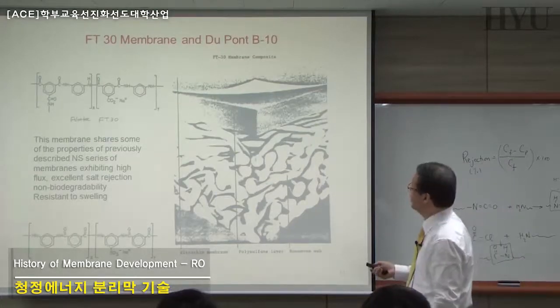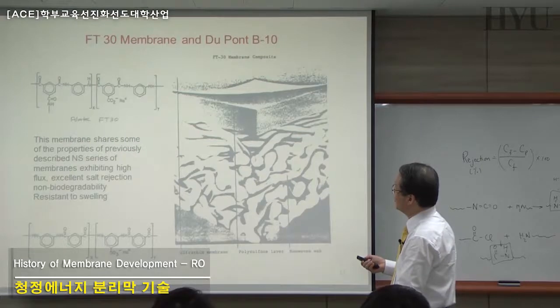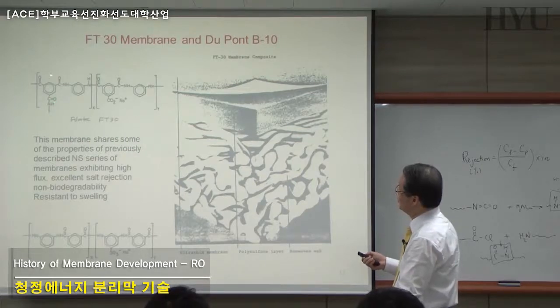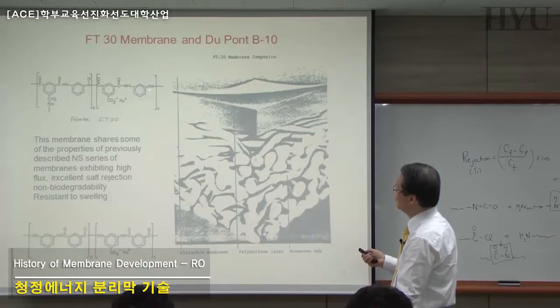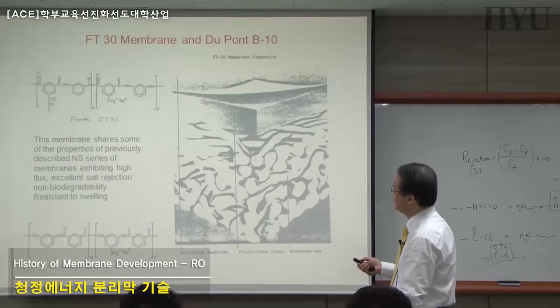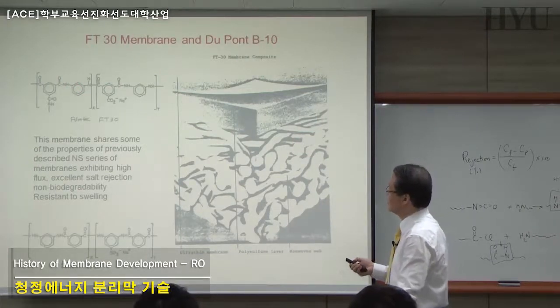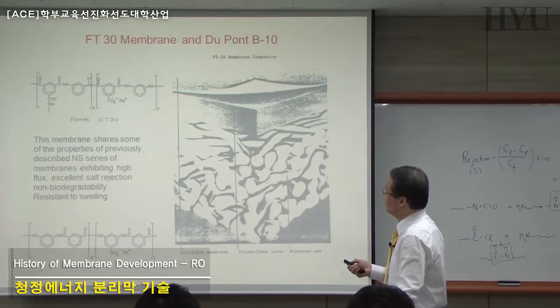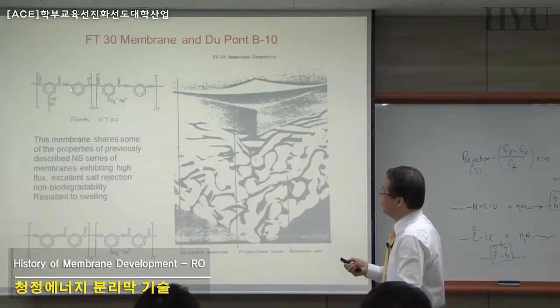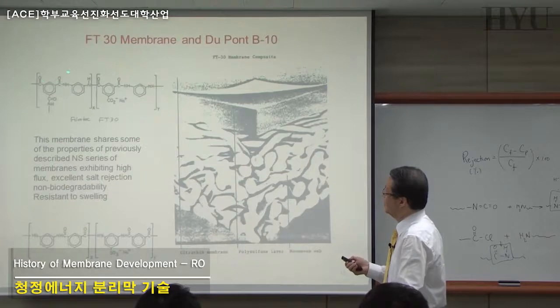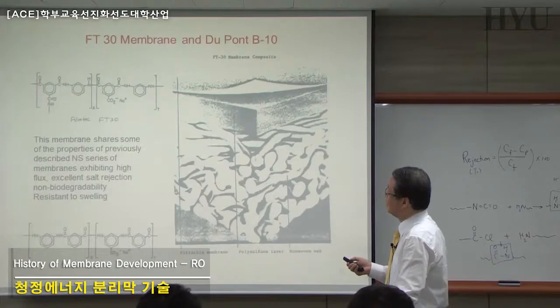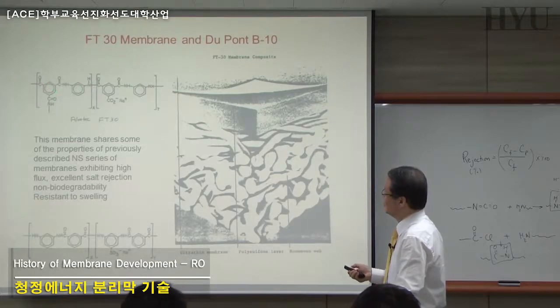FT30 is the one that has a cross-linked structure of amide. It's more like a Nomex structure, but this is the very well-known FilmTec FT30. So you have trimesoyl chloride reacting with metaphenylene diamine, reacting together. You make a cross-linked structure.